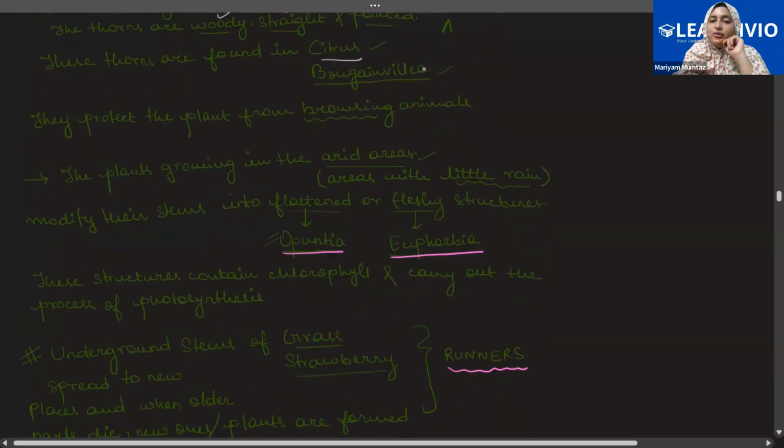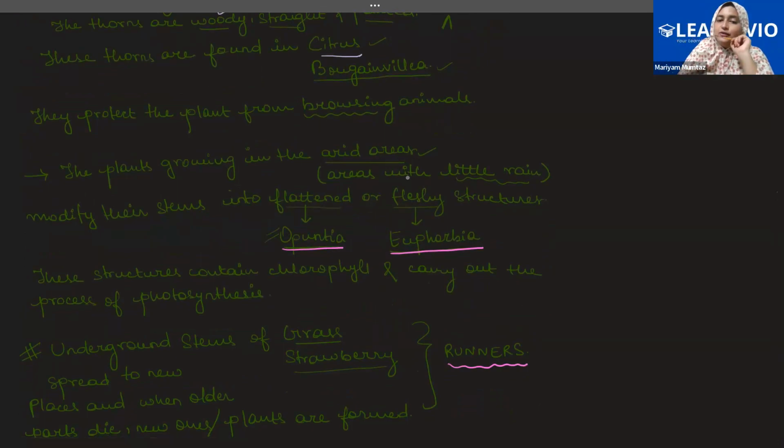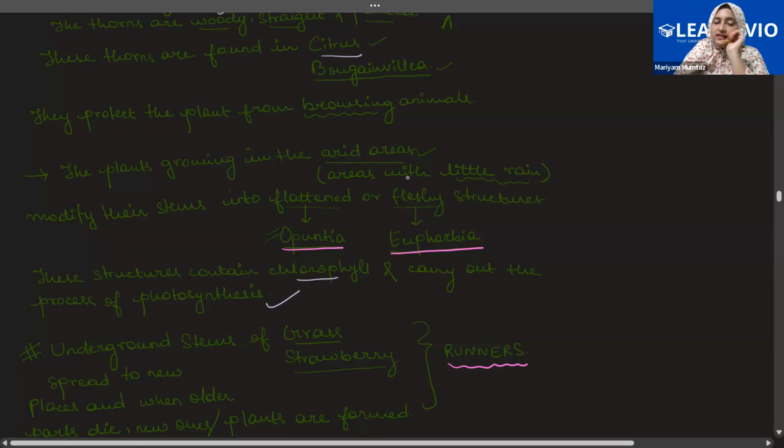Now, the plants that grow in arid areas, meaning those areas that have very little rainfall, modify their stems into flattened or fleshy structures. Their stem becomes flattened, such as in the case of opuntia, and fleshy. If I say a stem is fleshy, it has the property of storing water. The same is true for euphorbia. These structures contain chlorophyll and carry out photosynthesis along with storing water for the plant. Any doubts up until now, students?